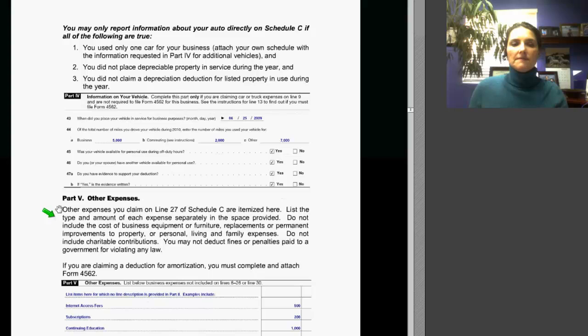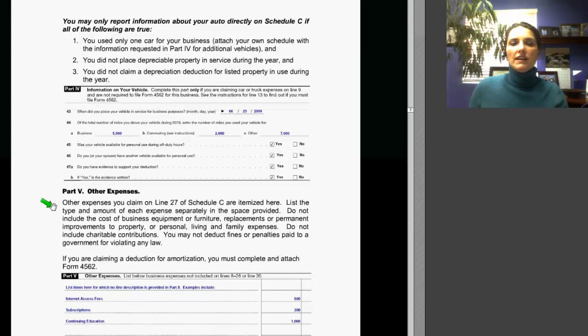Part 5, other expenses. Other expenses you claim on line 27 of Schedule C are itemized here. List the type and amount of each expense separately in the space provided. Do not include the cost of business equipment or furniture, replacements, or permanent improvements to the property, or personal living and family expenses. Do not include charitable contributions. You may not deduct fines or penalties paid to a government for violating any law. If you are claiming a deduction for amortization, you must complete and attach Form 4562.